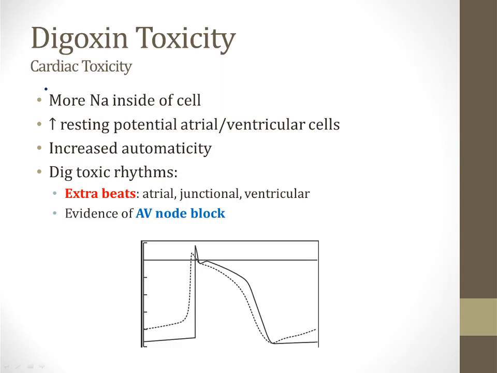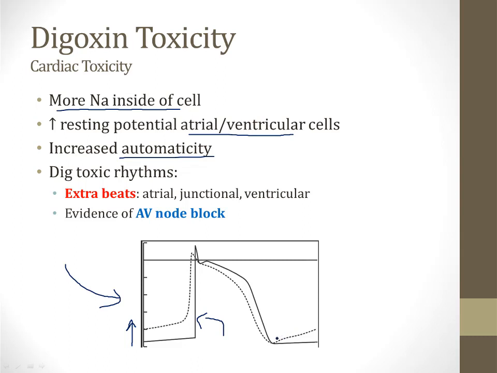To understand the cardiac toxicity of digoxin, you need to remember that the drug leads to more sodium inside the cell. This will raise the resting potential of atrial and ventricular myocytes. This can result in spontaneous depolarization of those cells. That's called automaticity. If you look at this picture at the bottom of the screen here, the solid line is a normal action potential. The dotted line is what the action potential can look like in patients on digoxin. Notice that the resting potential is increased. That's because there's more sodium inside the cell as a result of digoxin.